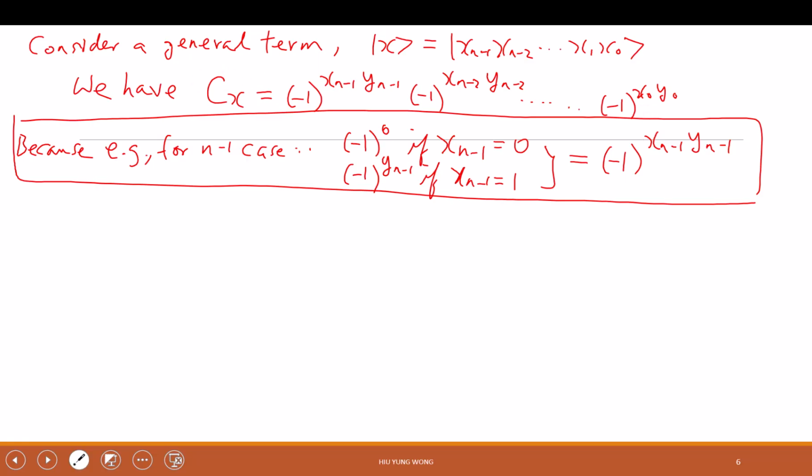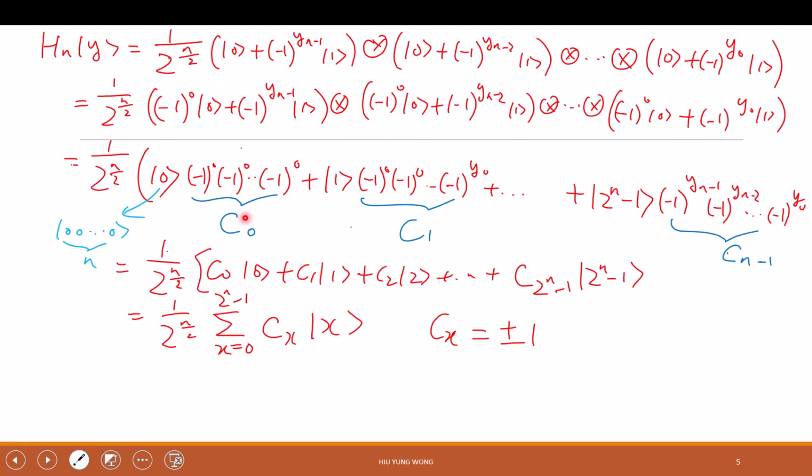That's the Cx. I know it's confusing, right? So let me repeat one more time. Let's go back one more time. How do you get the coefficient? The coefficient comes from either negative 1 to the power 0 or negative 1 to the power yi. Make sense? Because you multiply them together, right? When do you get negative 1 to the power 0? You get it if it is 0. It is a 0 bit here.